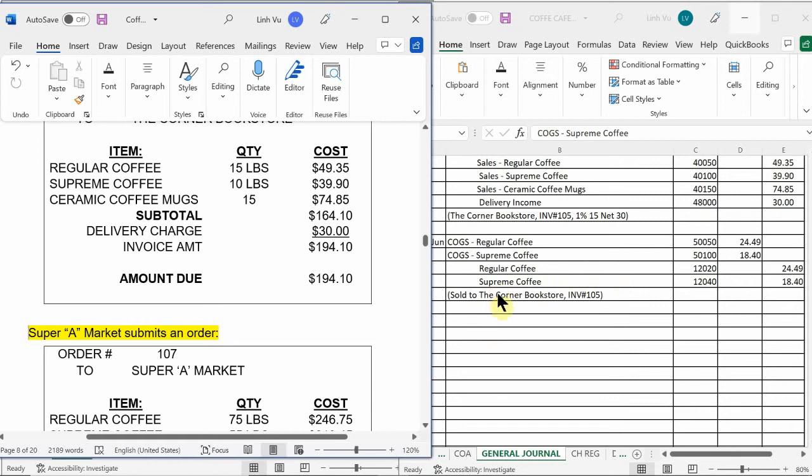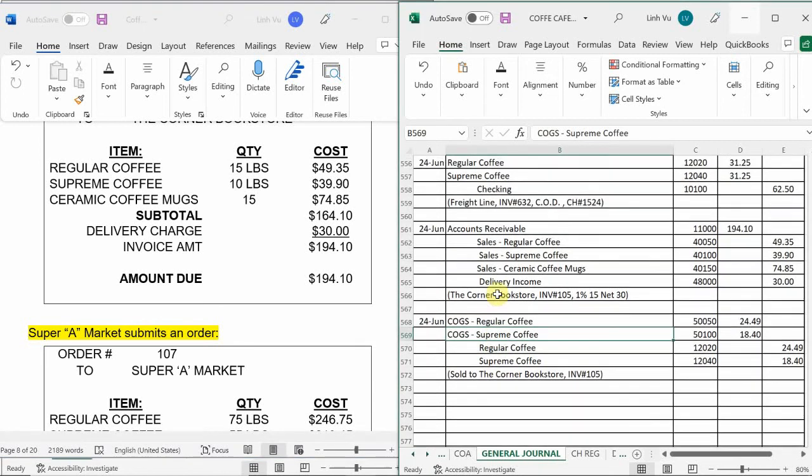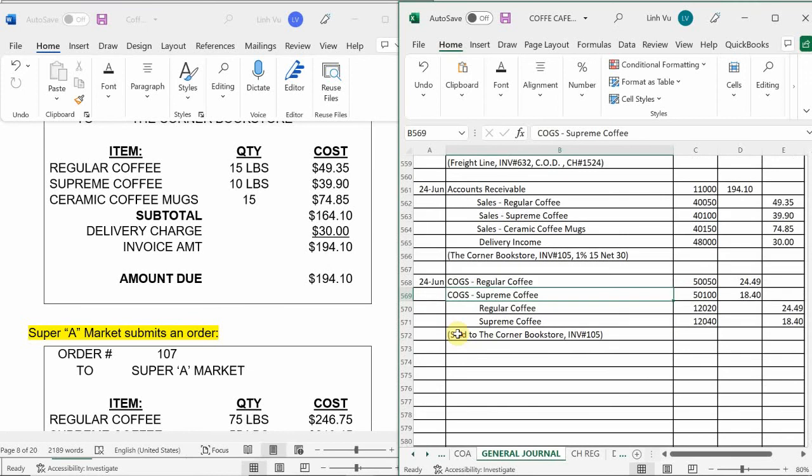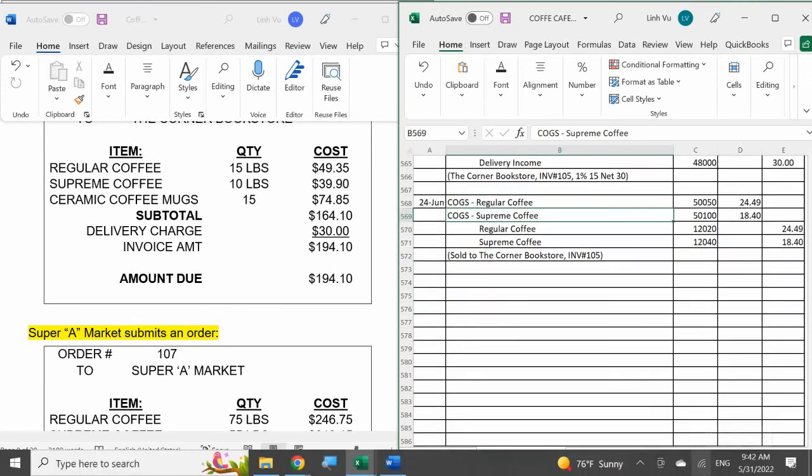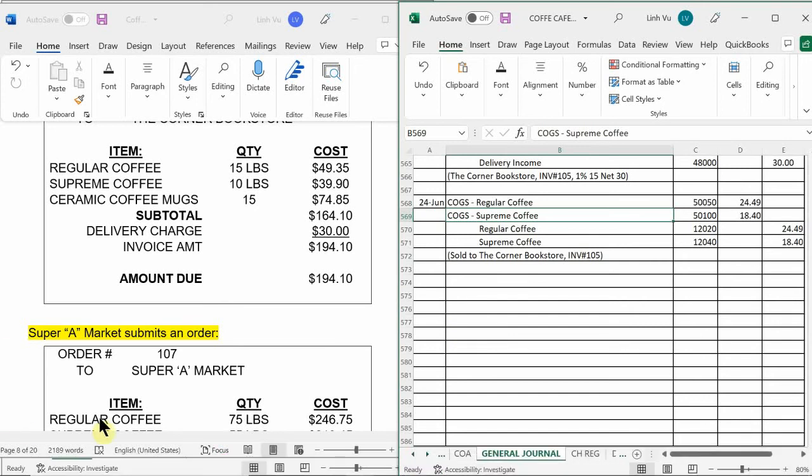Okay, so where we left off last was delivering to the corner bookstore. We've updated everything, including all the way up to the inventory worksheet. So this is where we last left off, where Super A Market decides to submit an order. Okay?